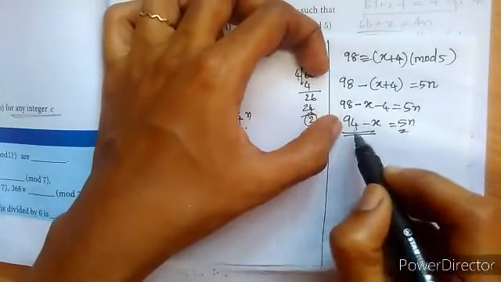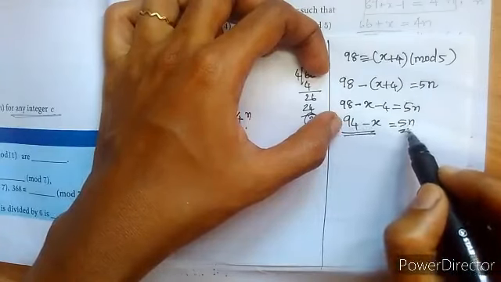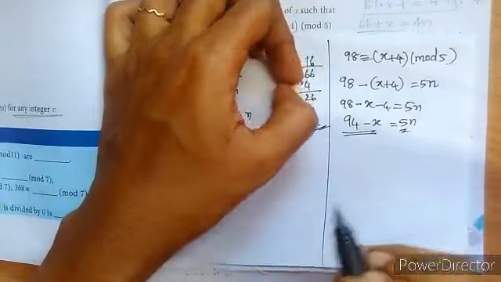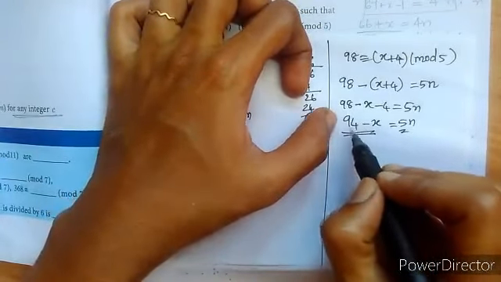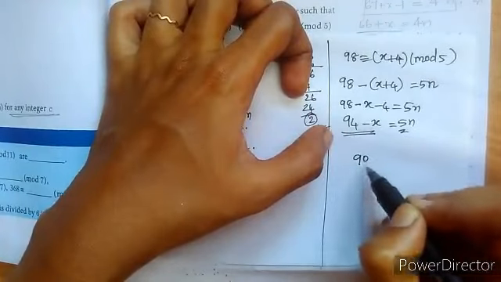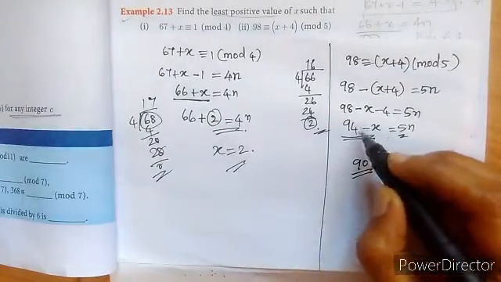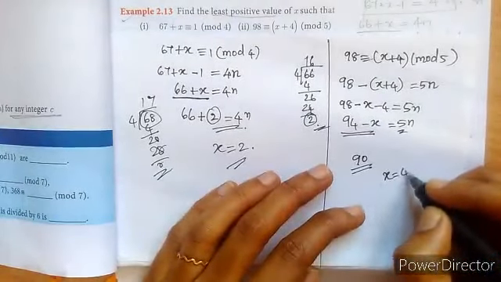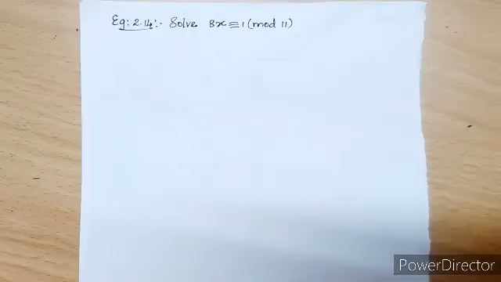So which number do we have to subtract from 94 to get a multiple of 5? If we remove this 4 from this, we will get 90, isn't it? 90 is divisible by 5. So we have to subtract 4 from this. So the value of x will be 4. Okay, so this is the least value.